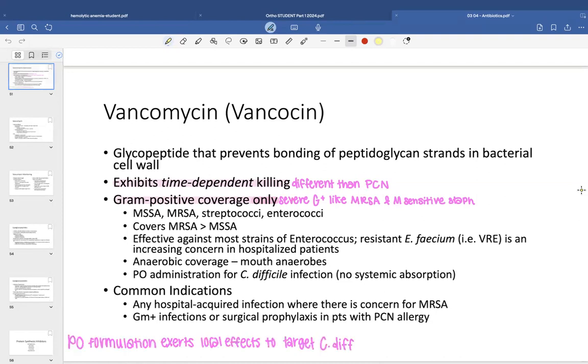So again, severe hospital-acquired infections where there's a concern for MRSA, generally can be used for gram-positive infections, penicillin allergy patients, and then by mouth for C. diff.